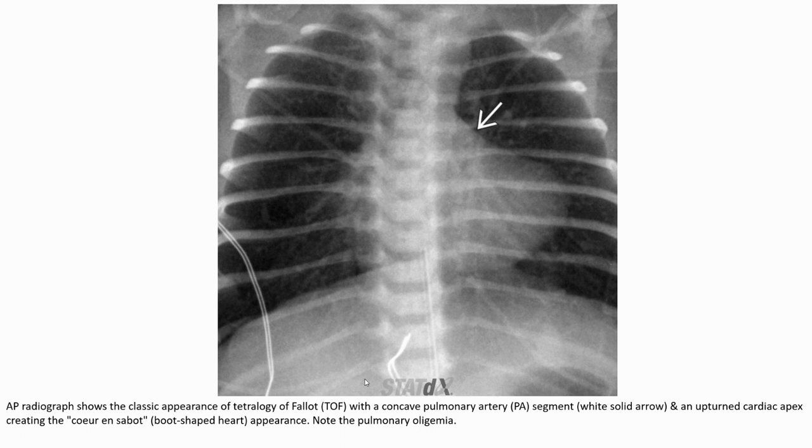This AP radiograph shows the classic appearance of Tetralogy of Fallot with a concave pulmonary artery segment indicated with the white solid arrow, and an upturned cardiac apex creating the curve, or what we call a boot-shaped heart, with pulmonary oligemia.